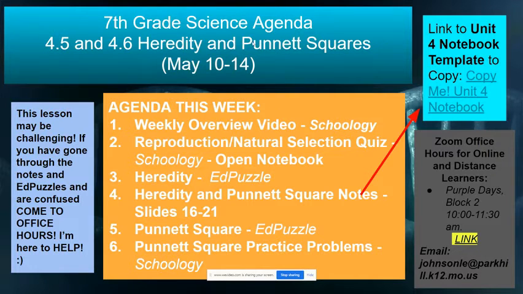We're going to be working in our folder in Schoology that's called 4.5 and 4.6. There's kind of two parts to our lesson this week. One is exploring heredity and getting a little bit of background information so that we can understand what's happening with these little Punnett squares that we're going to be doing.